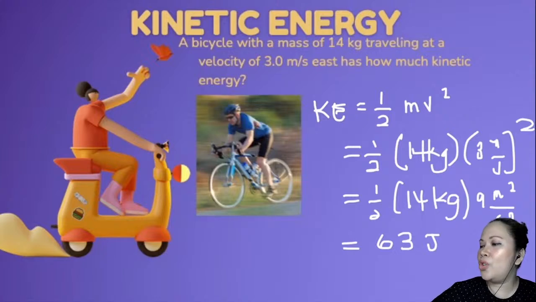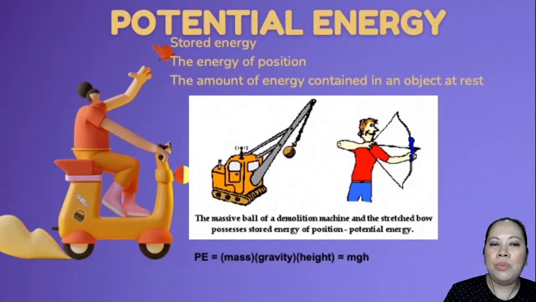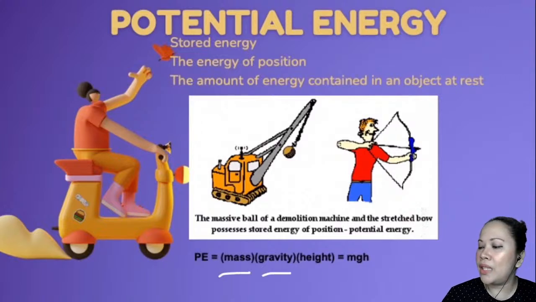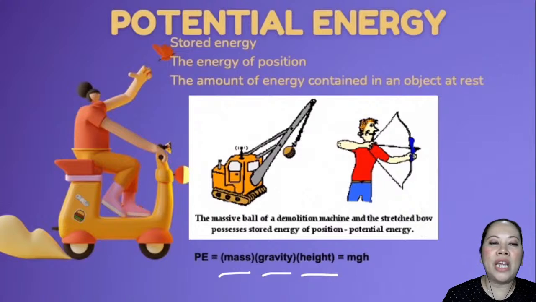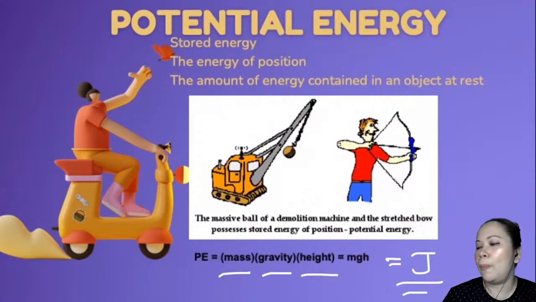All right, so let's proceed to potential energy. Potential energy is stored energy. To determine the potential energy, all we need to do is multiply the mass times the gravity times the height, or we call it mgh, where mass is in kilograms, gravity is in meters per second squared, and height is in meters. The unit is still the joule, because it's energy anyway. So kilograms meter squared over second squared.